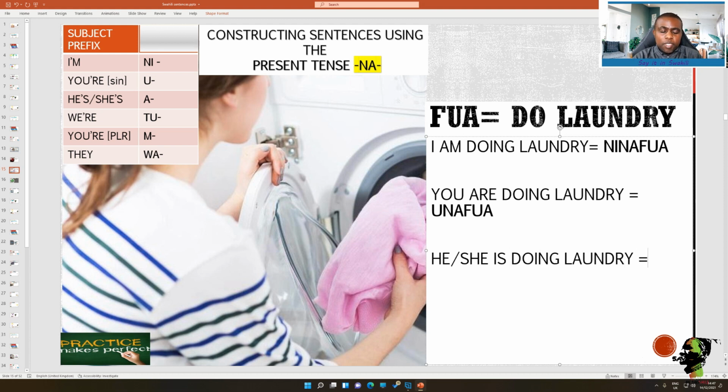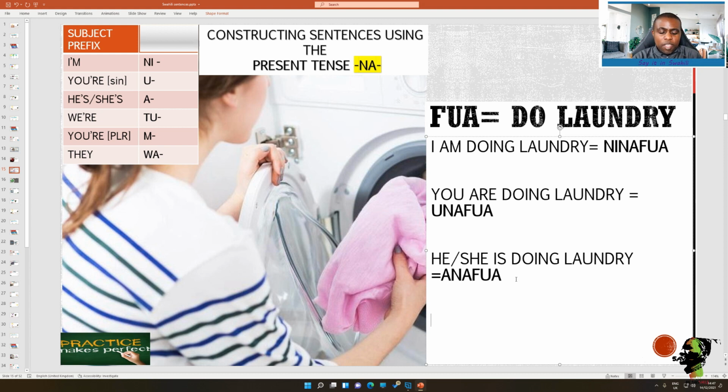How are we going to say that? He or she? Present tense, na. That's your present tense there. And then fua. Anafua. There you go. Good sentence. Anafua. What about we are doing laundry?